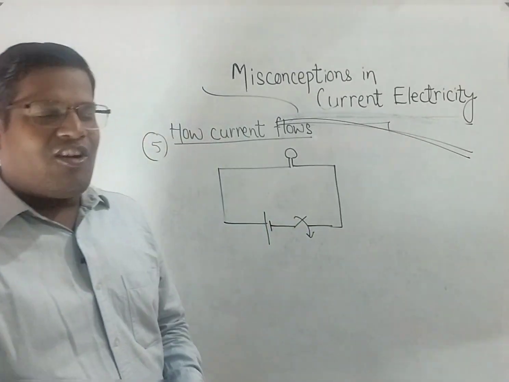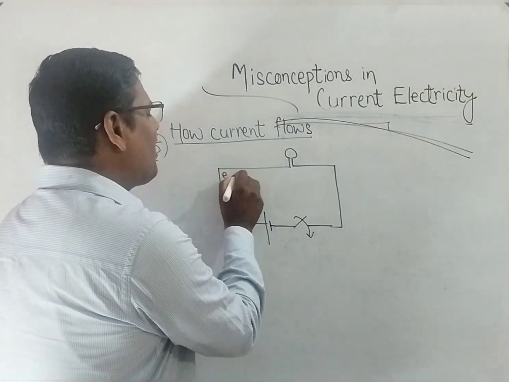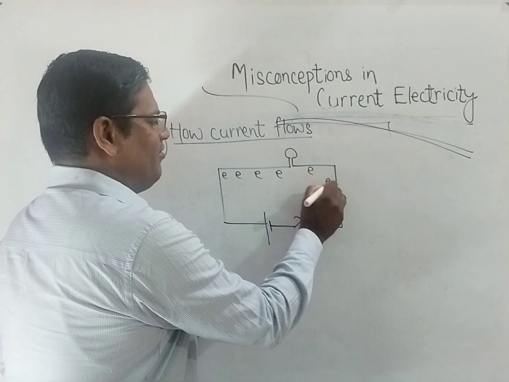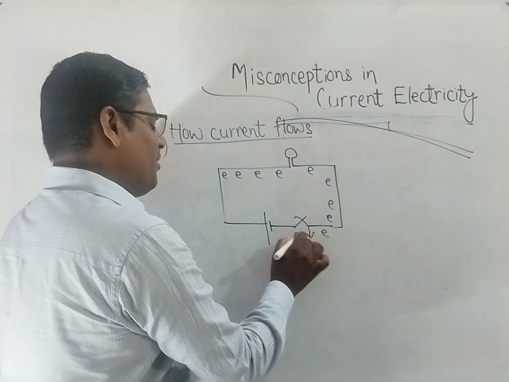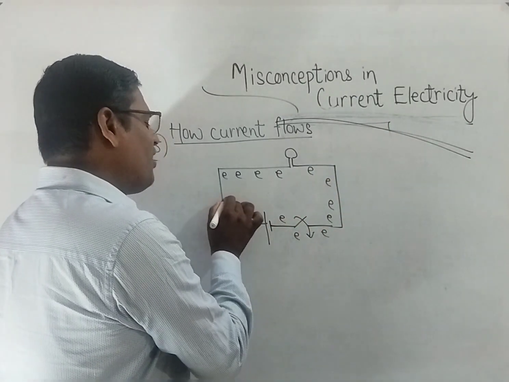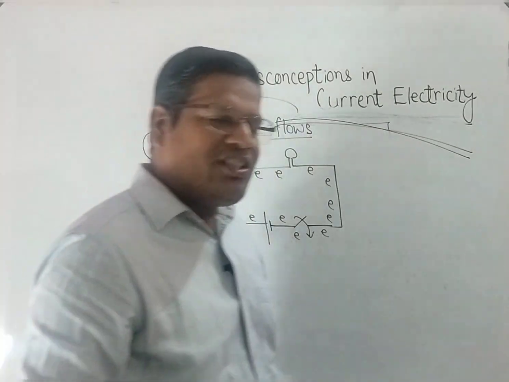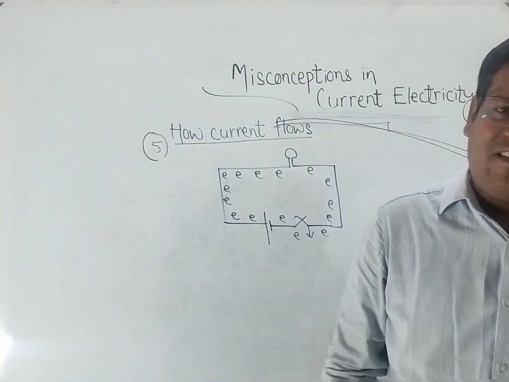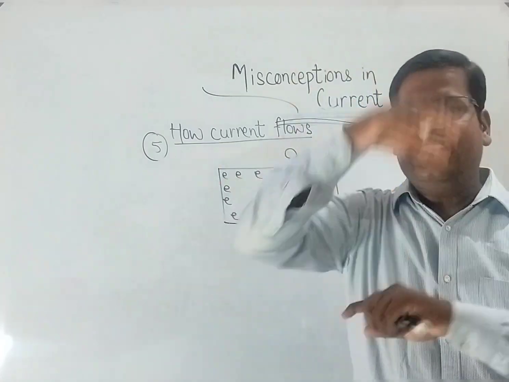Whether you switch it on or off, electrons are at every place. Electrons are at every place, and they are not at rest. Even when the switch is not on, the electrons are not at rest. They are moving randomly in all directions.